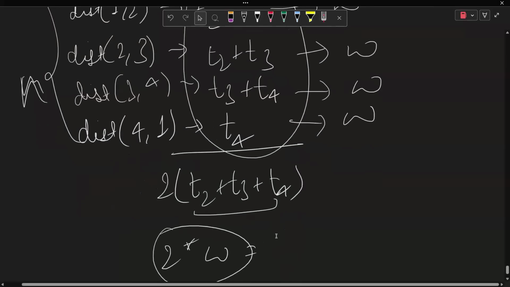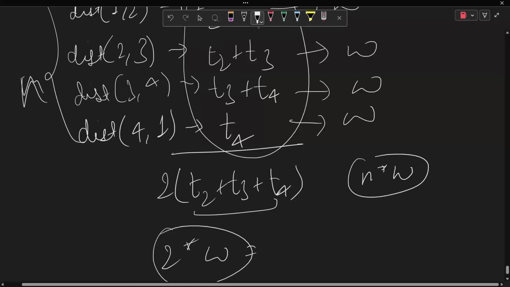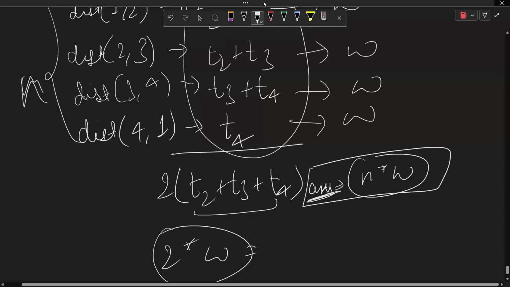So before the first query, your answer would be n into W. This would be your answer before the first query. Now, after every query, you need to update this answer so that it fits your conditions.